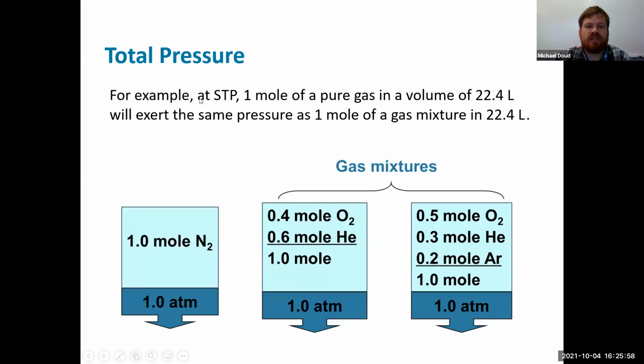So, for example, at STP, 1 mole of a pure gas in a volume of 22.4 liters exerts the exact same pressure as 0.4 moles of oxygen plus 0.6 moles of helium, or 0.5 moles of oxygen plus 0.3 moles of helium plus 0.2 moles of argon. No matter what, this total sum here is going to add up to 1 atmosphere.